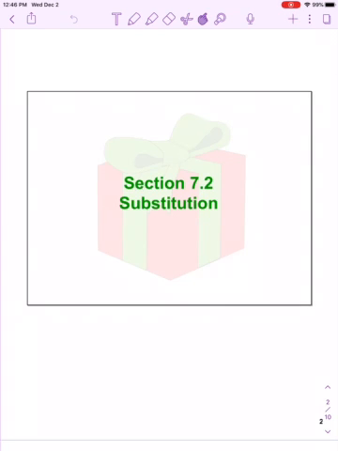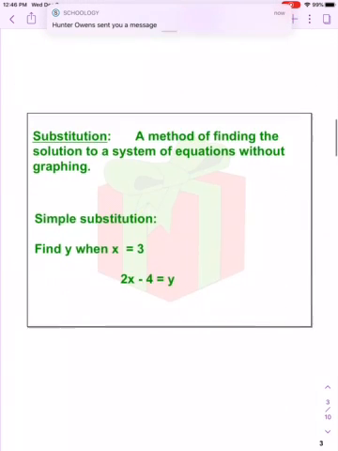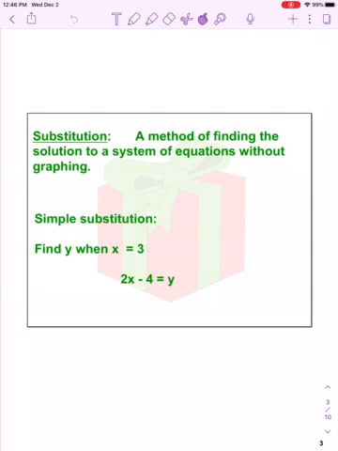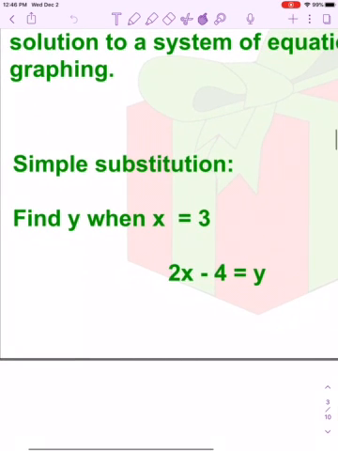We are continuing to find where they intersect today, but we are going to use substitution instead. So it's a new method, so we're not going to graph, but we're still looking for the point where the two lines intersect, and we're going to do that by substituting. So substitution is just a method to figure out where they intersect without actually having to graph them. So simple substitution we already know how to do.